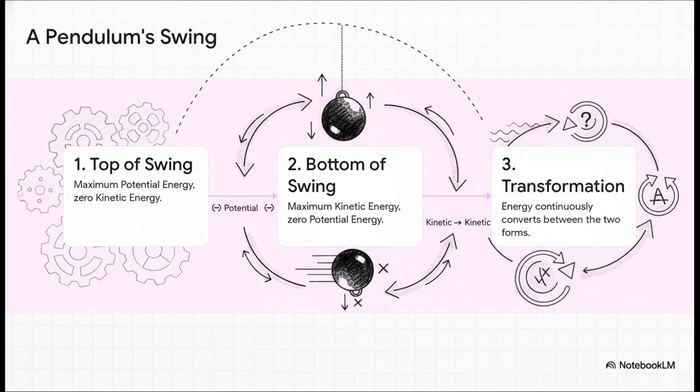So, at the very top of its swing, the bob stops for a split second. At that point, it has zero kinetic energy, but its gravitational potential energy is at a maximum. Then, as it swings down, that stored potential energy gets converted into kinetic energy, the energy of motion. Right at the bottom, it's moving its fastest, all kinetic, no potential. And then, as it swings up the other side, that kinetic energy gets turned right back into potential energy again. The energy just transforms back and forth, but the total amount is always the same.